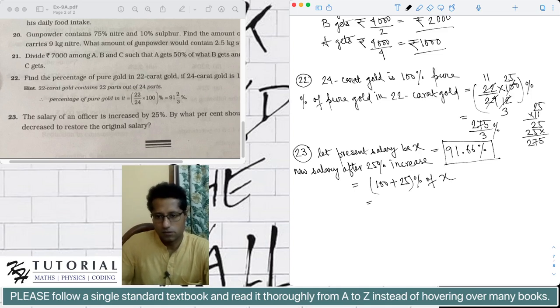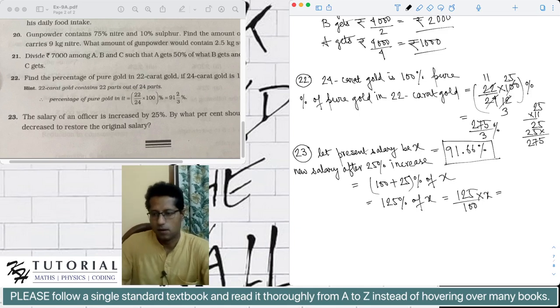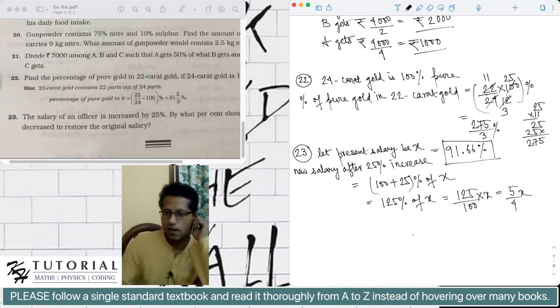Now 100 plus 25 is equal to 125% of X. This is equal to 125 by 100 multiplied by X. If you simplify 125 by 100, it is 5 by 4 X. So the new salary is 5X by 4. Now it is asking by what percentage the new salary needs to be decreased so that it becomes the present salary.